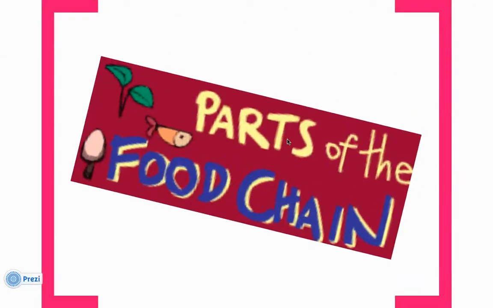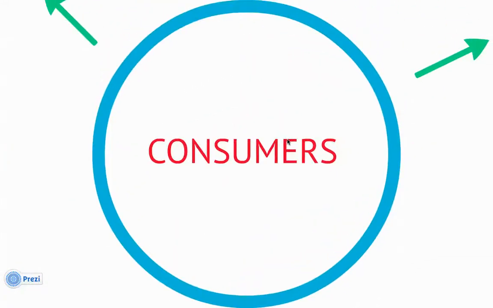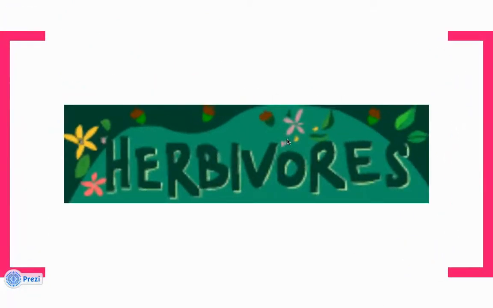The next part of the food chain is the consumers. Consumers have to feed on producers or other consumers to survive. Consumers are the plant and meat eaters of the food chain. Consumers cannot live without the producers. They rely on them to survive. There are three types of consumers in the food chain.